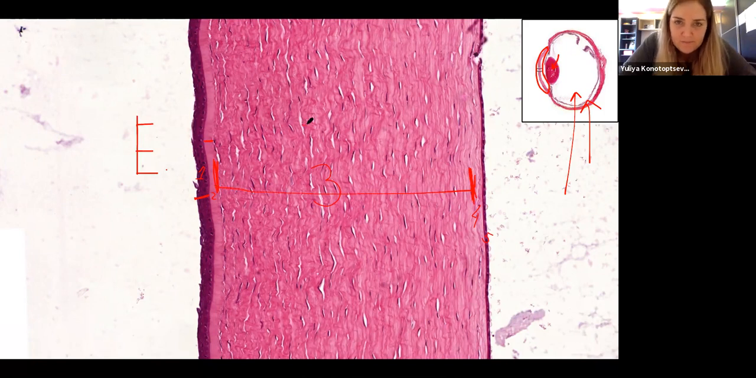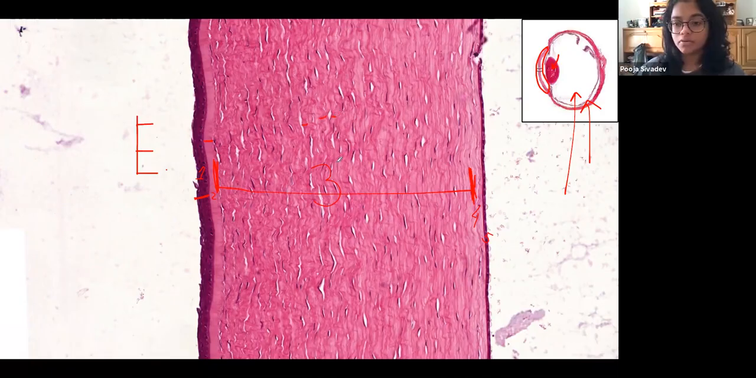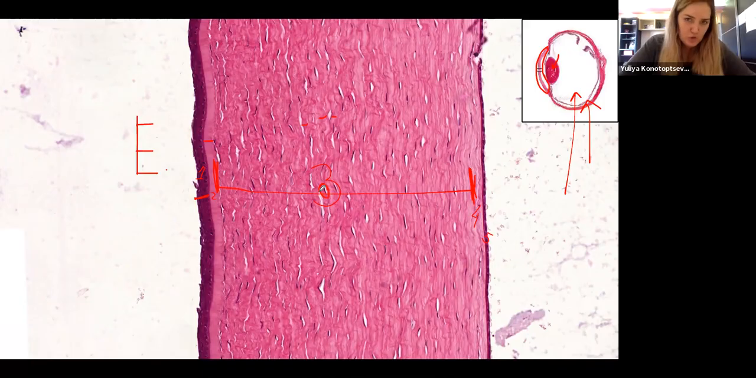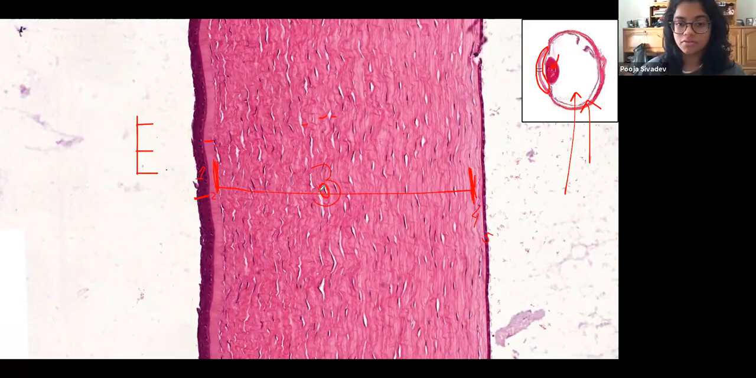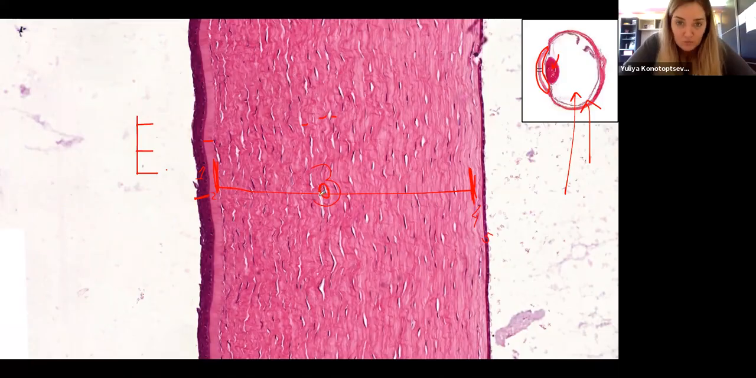What are these? Collagen type 1. These elongated nuclei belong to keratocytes, which are basically your fibroblasts. Notice there are spaces here. There are lots of spaces, and these spaces aren't artifacts. They are needed for the normal transparency of the cornea.